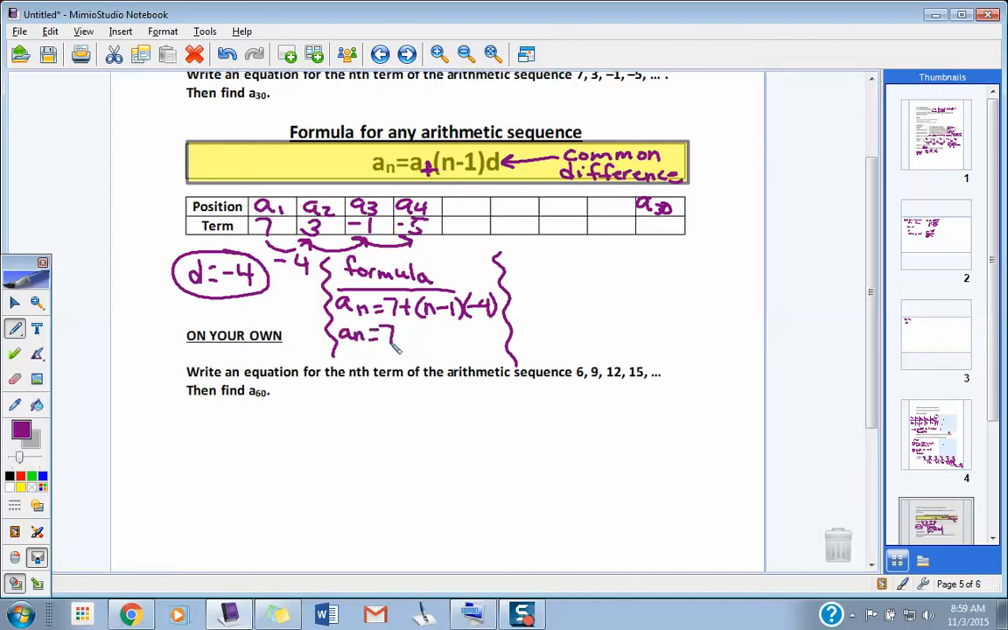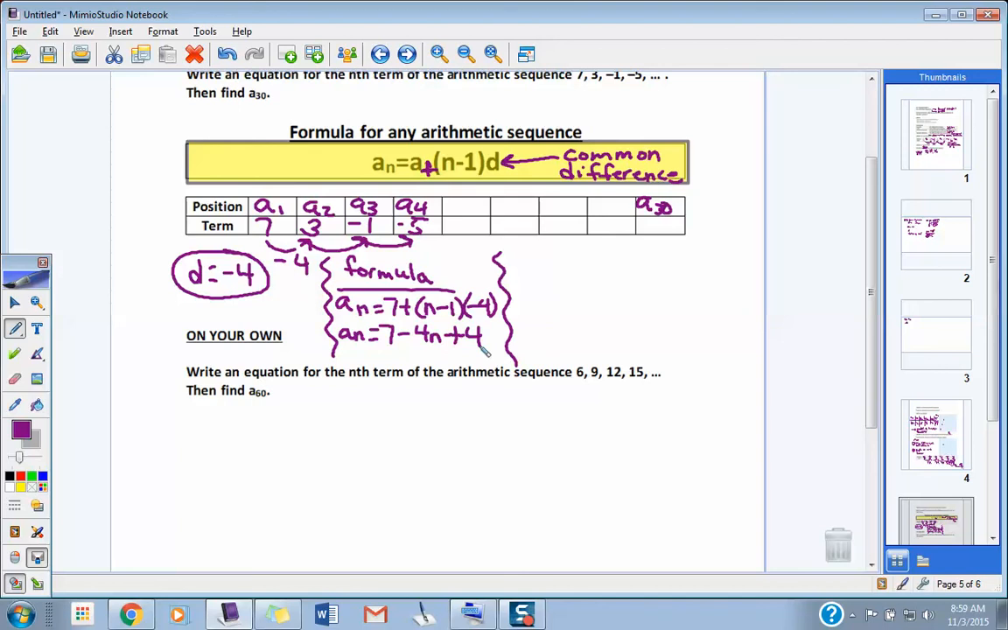Okay, what's negative 4 times positive n? Negative 4n. And then help me out here. Negative 4 times negative 1 will be what? Plus 4, right? Okay, everybody with me on this?